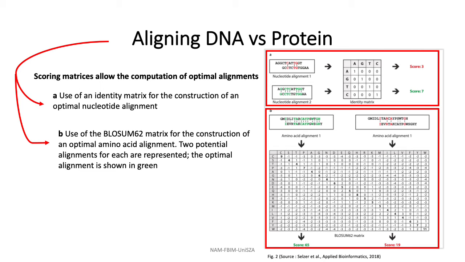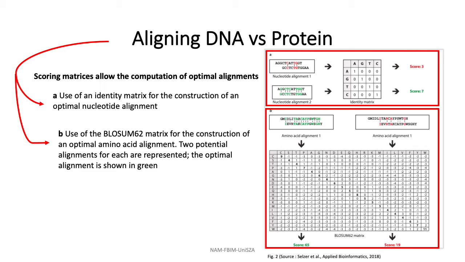B. Use of the BLOSUM62 matrix for the construction of an optimal amino acid alignment. Two potential alignments for each are represented. The optimal alignment is shown in a grid. For protein sequences, an identity matrix is not sufficient to describe biological and evolutionary processes.